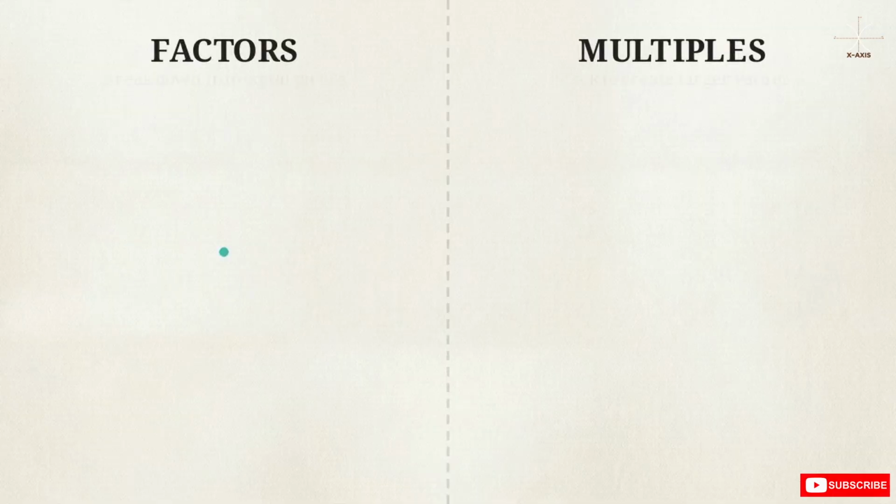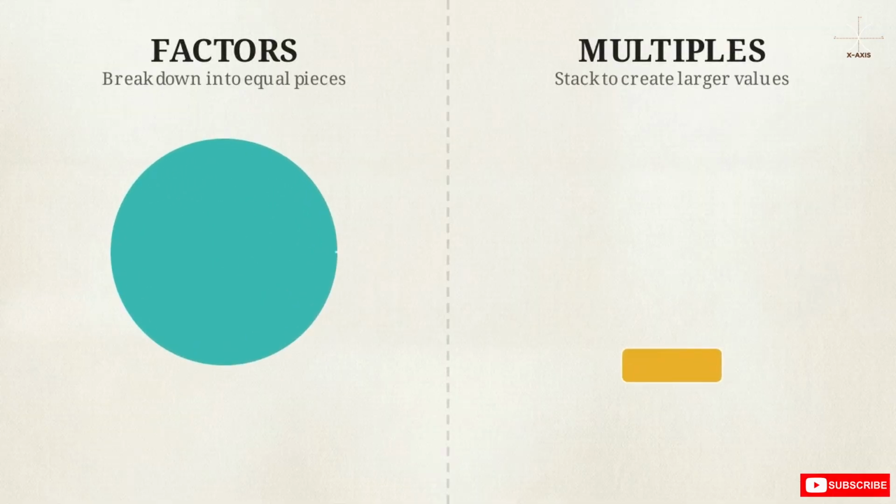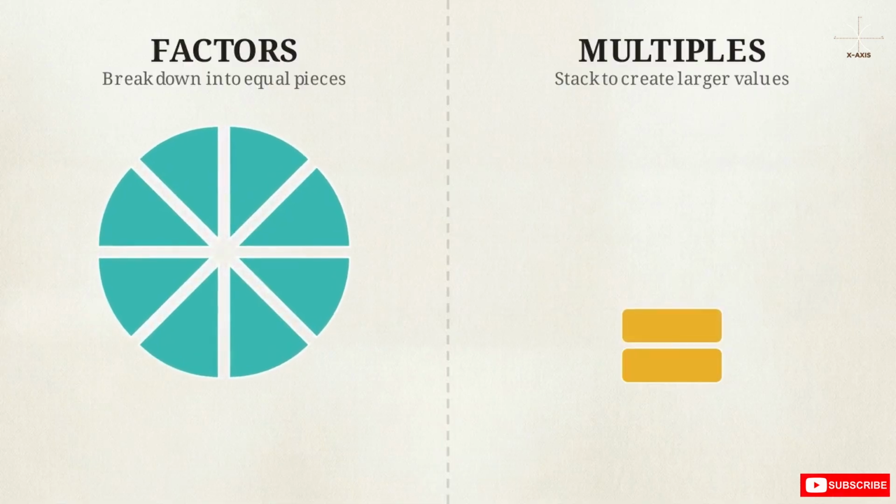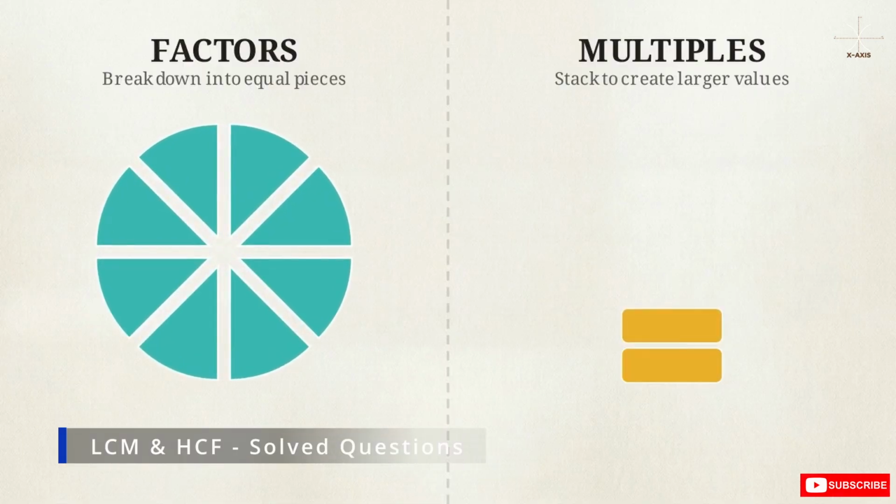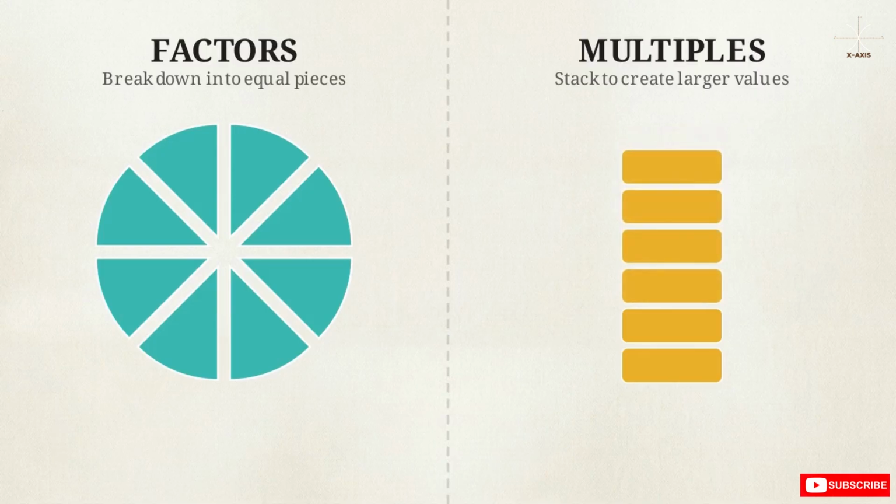We handle numbers in two different ways. We either slice them up or we build them out. Factors are the tools we use to break a number down into equal pieces, while multiples act like building blocks, stacking up to create larger values.